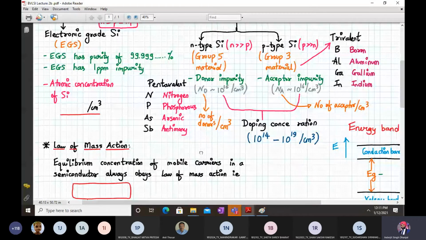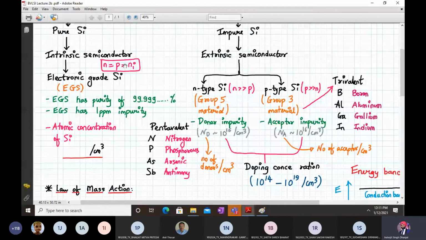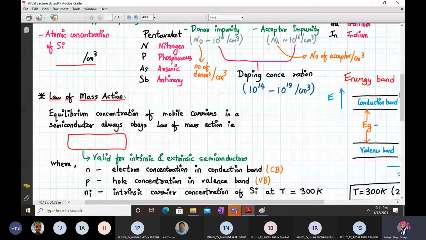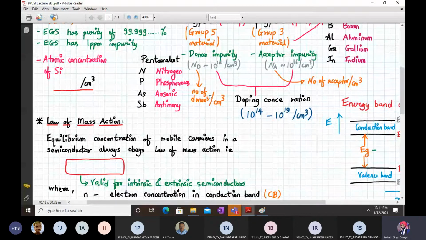Now for intrinsic semiconductor, n and p are the same. So obviously your hole and electron concentrations are the same. That means if both of them are the same, n into p, if you multiply, you will get ni square. Very obvious. So it's very much valid for your intrinsic semiconductor. How is it valid for extrinsic semiconductor? It is valid for that also.